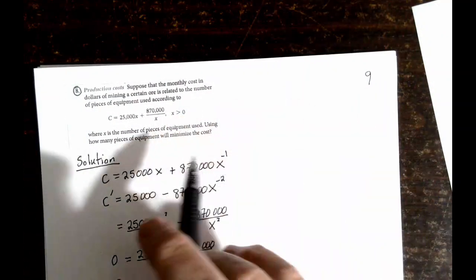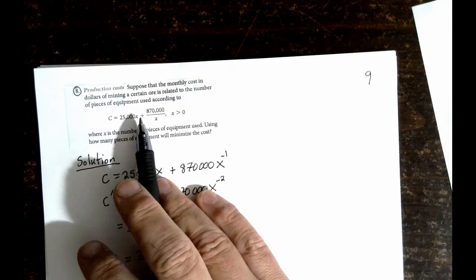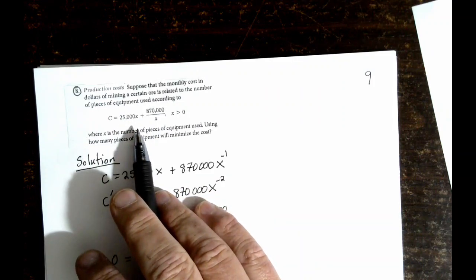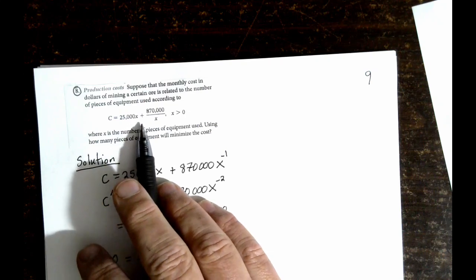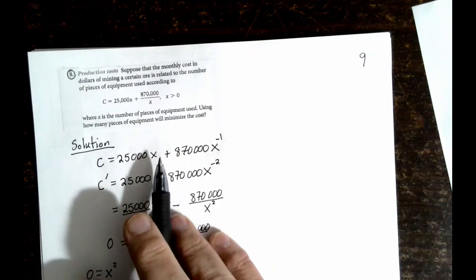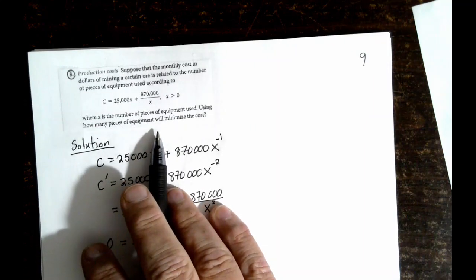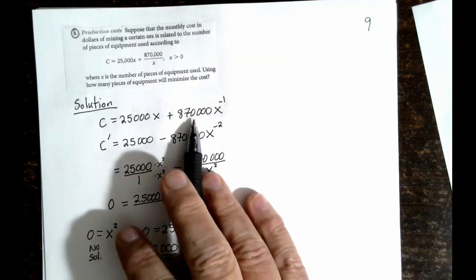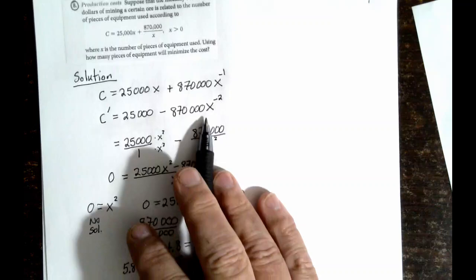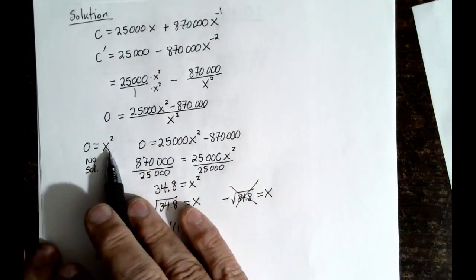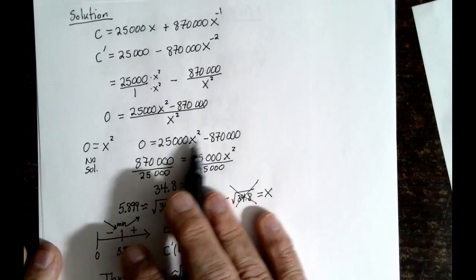Number 8, suppose the monthly cost in dollars of mining a certain ore is related to the number of pieces of equipment used. And so they give you C here, where X is the number of pieces of equipment and C is the cost. So we want to minimize the cost. So we're taking the derivative of this guy. I rewrote it this way so it's easier to take the derivative. I got a common denominator, brought it together, and I set the denominator equal to 0 and numerator equal to 0 and solved each one.